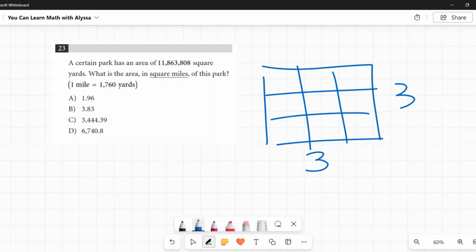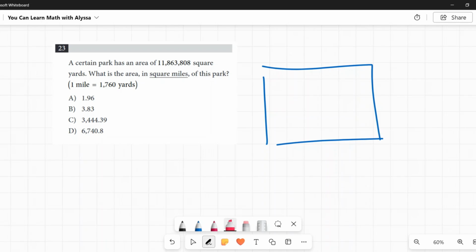How many square feet are in that square yard? 3 times 3, there's 9. There we go. 9 square feet are in that square yard. So we multiplied the feet by each side to find out how many square feet are in the square yard. So we're going to do that same thing with square miles and square yards.